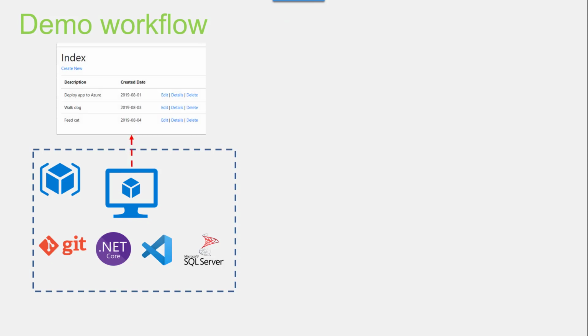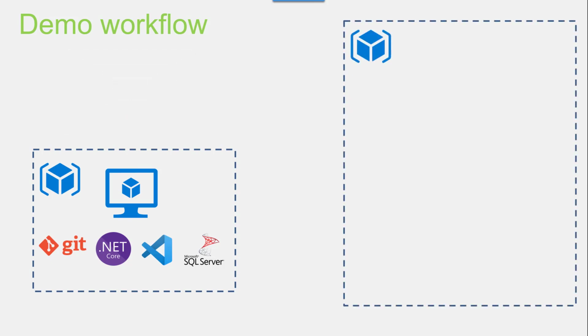This will run the sample application locally on my machine, and then I can create a few to-do list items in my application. After that, I will create the main resource group that will have the rest of the resources for our lab.